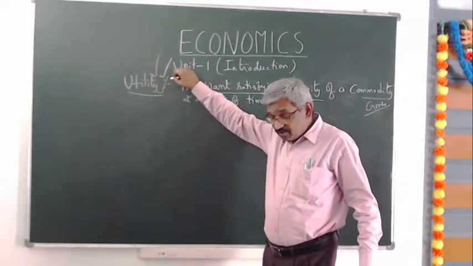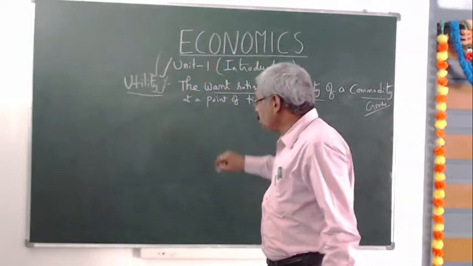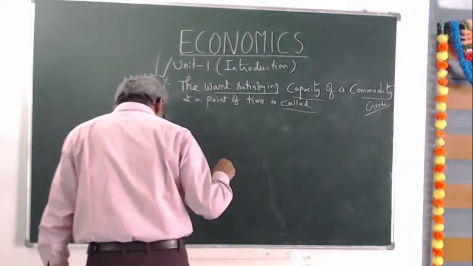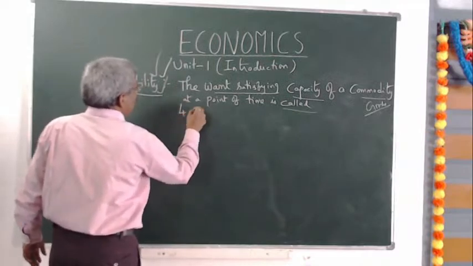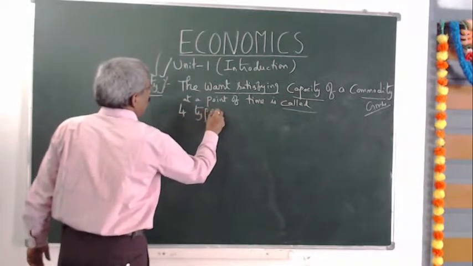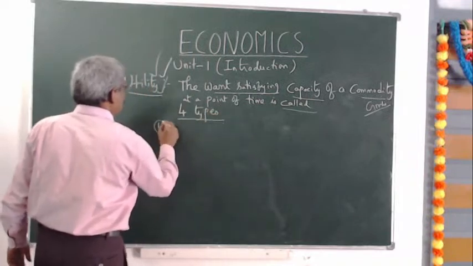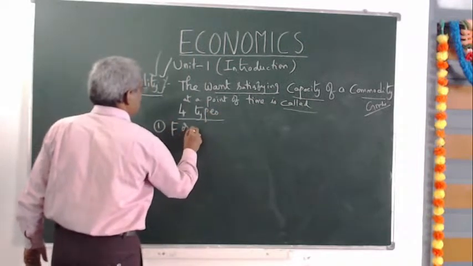Utility is very important for a 2-mark question. And utility is also divided into 4 types. Number 1, form utility.